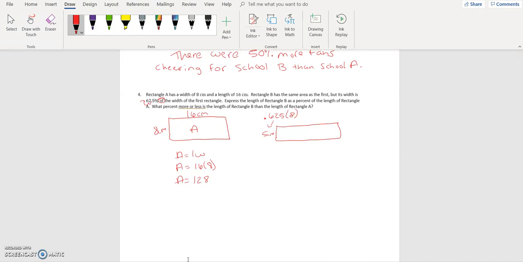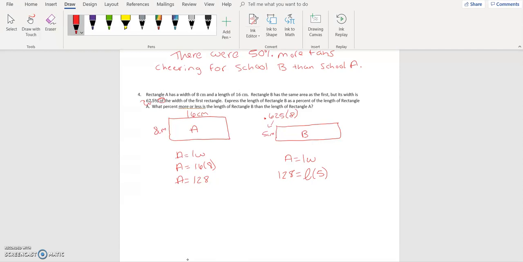and so my area on rectangle B has to be 128 as well. What I'm looking for is what this length is going to be. So area is equal to the length times the width. We know the area, they're supposed to be the same. This is B. So the area here has to be 128. And we're looking for the length, so that's something that we do not know. But we do know the width. The width is 5, and we figured that out earlier. And I like to do my L more cursive so it doesn't look like a 1.